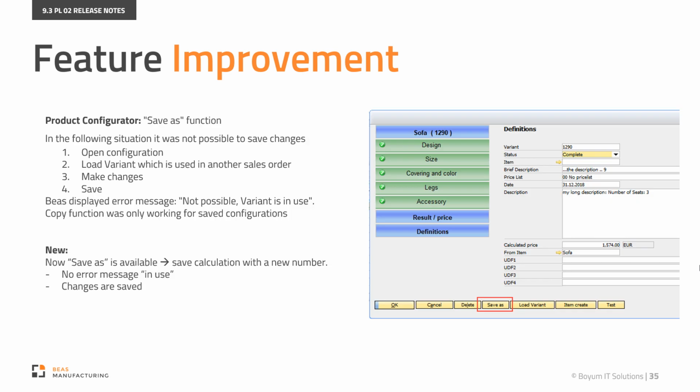Product configurator now has the save as function. Previously, when trying to save changes, Beas displayed an error message: not possible, the variant is in use. The copy function was only working for saved configurations. Now, you can click on Save As and save the definition with a new number. No error message is displayed, and the changes you have made will not be lost.